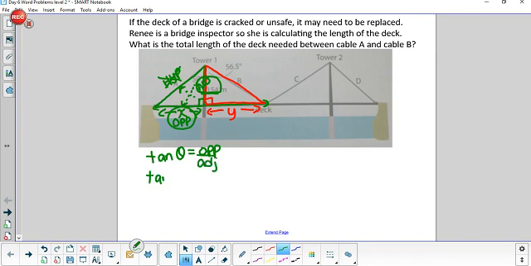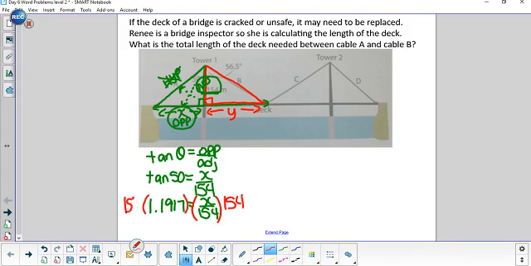So we have tan of 50. That was the angle measure. The opposite side is x. The adjacent side is 154. You use your calculator and you find tan of 50, and you get 1.1917 equals x over 154. We multiply by 154. So they will cross out here. And you will get a value of 183.5 equals x. So we have now found that first distance.